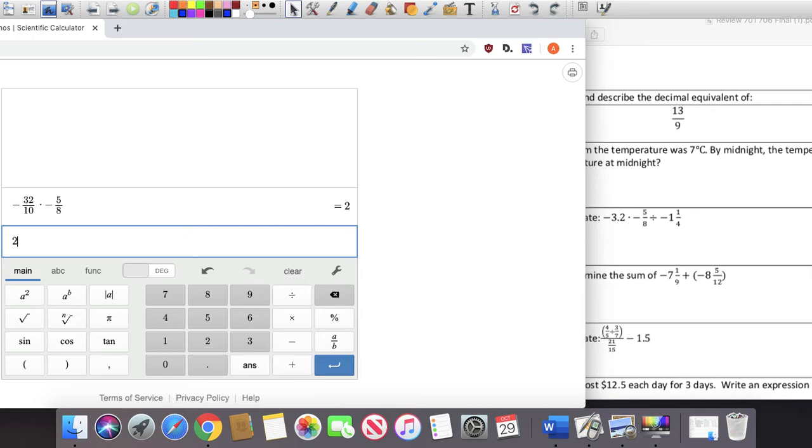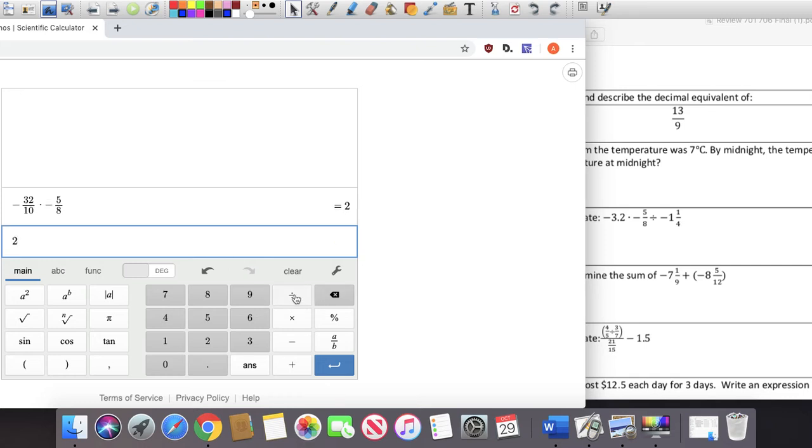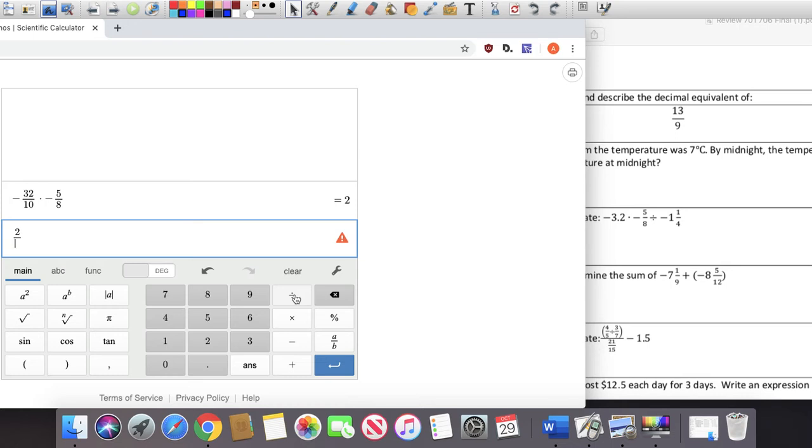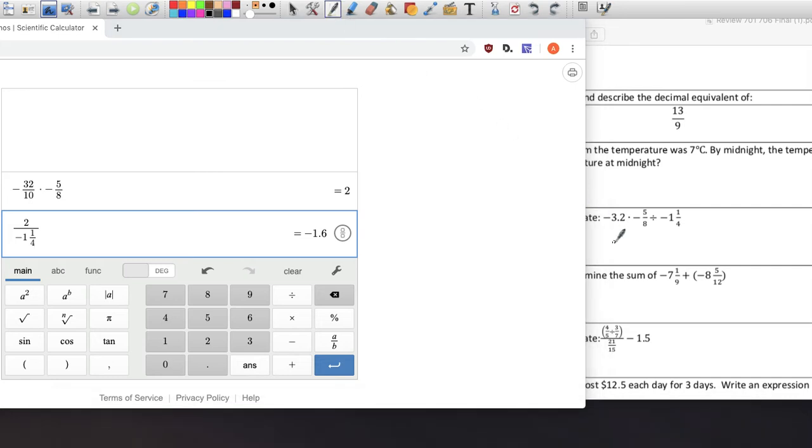Then I'm going to take that 2 and divide that by, I guess they take it as a fraction, negative 1 and 1/4. So it's written the same way. I'm going to press enter, and that's going to give us negative 1.6. So a lot of ways you can write negative 1.6.